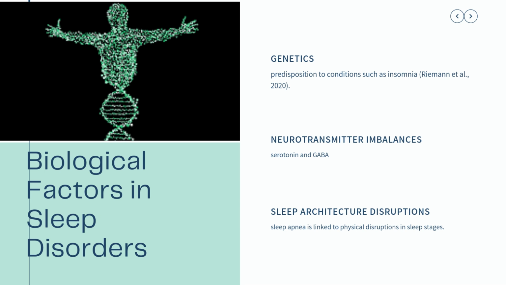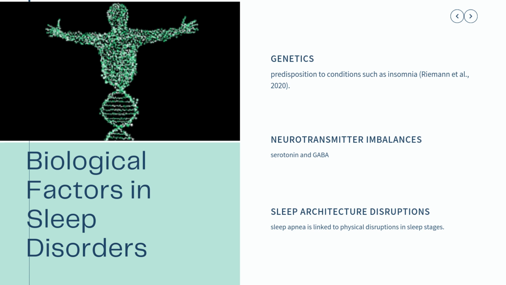So, the first factors I would like to discuss is the biological factors in sleep disorders. They play a critical role in development of sleep disorders. Genetic predisposition, for example, can make certain individuals more vulnerable to conditions like insomnia or narcolepsy. And there's research that has shown that there are specific genes that influence how our body regulates sleep.